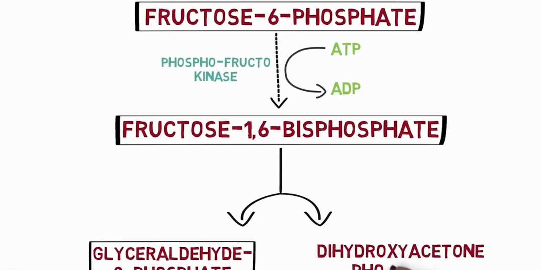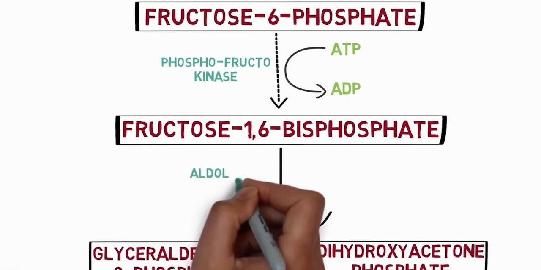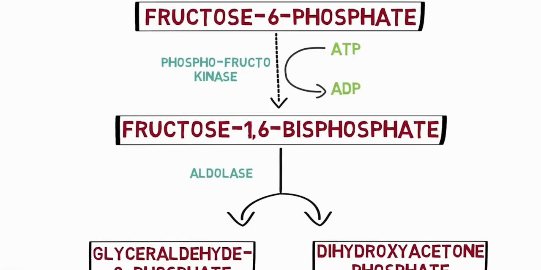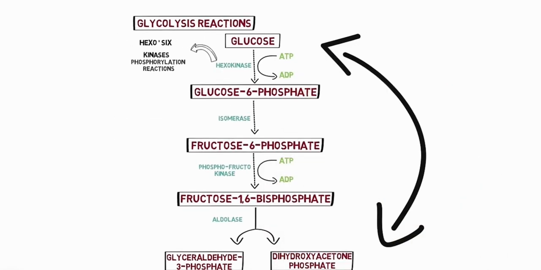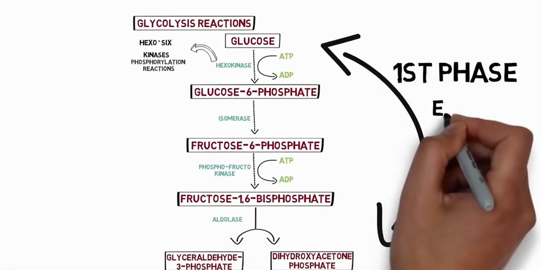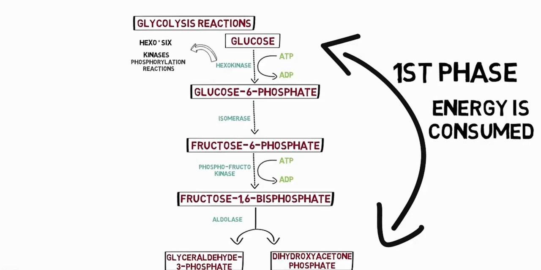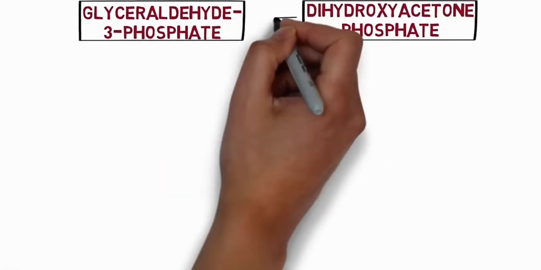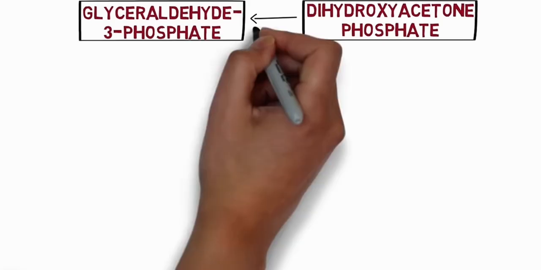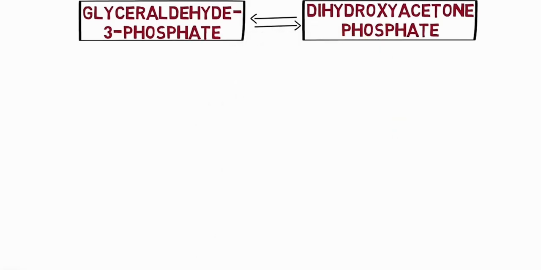Next, the fructose 1,6-bisphosphate splits into two molecules, glyceraldehyde 3-phosphate and dihydroxyacetone phosphate. These are both 3 carbon compounds, and the enzyme that catalyzes this is aldolase. This is the first phase, in which energy is consumed. These two compounds are interconverted by an isomerase. Also keep in mind that one glucose splits into two molecules, so every reaction of the second phase happens twice and produces twice the products.